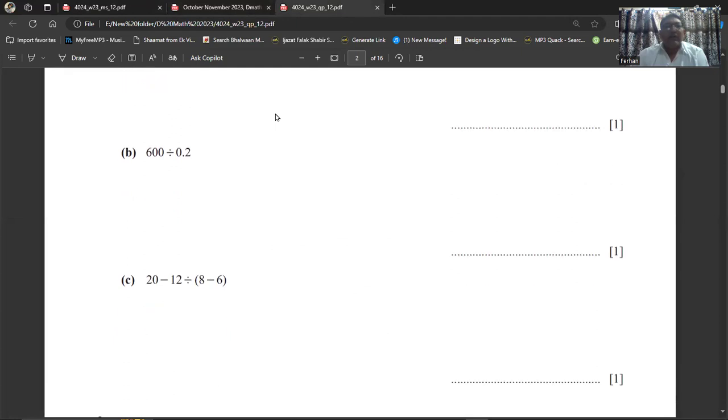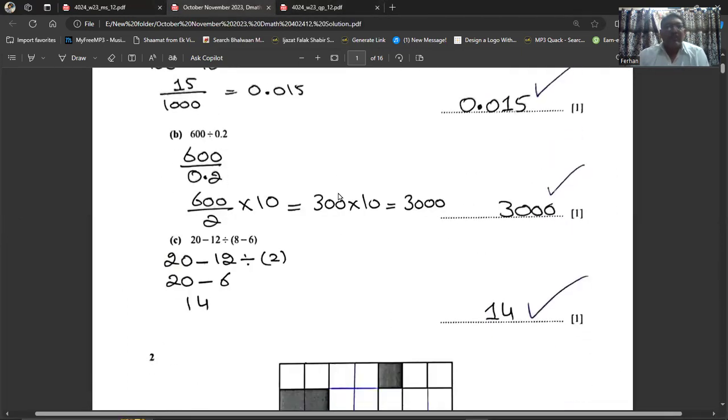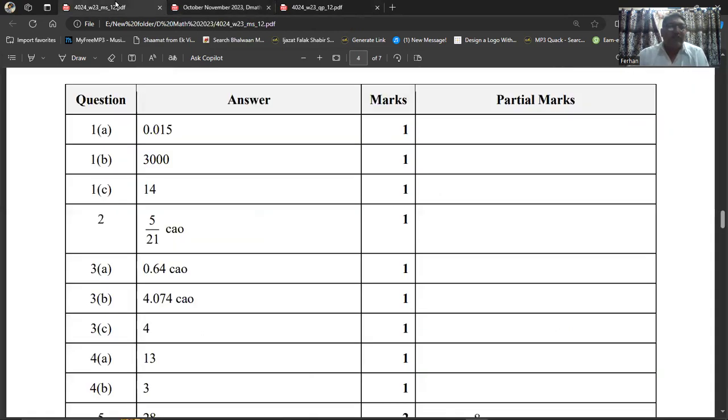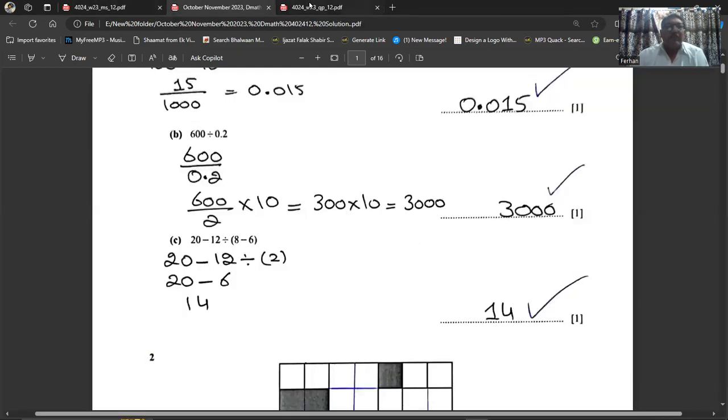Question number 1, B part, a 1 mark question: 600 divided by 0.2. So I will convert 0.2 into a fraction. When I remove that decimal, upstairs I will put a 10. So you will have 600 divided by 2, multiplied by 10. That will be 300 multiplied by 10, that is 3000. So our answer is 3000, and it is the correct answer. This is how you do it.